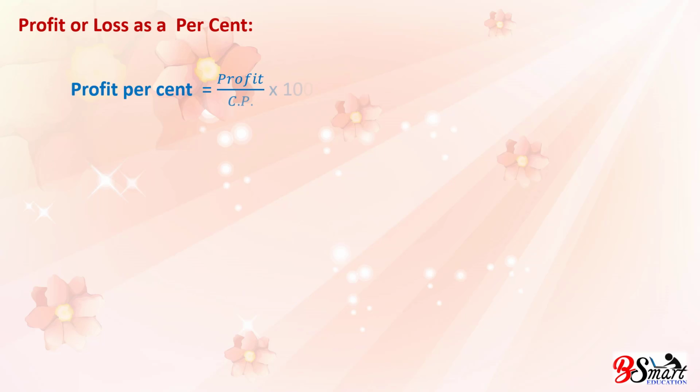Now, formula of profit or loss as a percentage. Profit percent equal to profit by CP, CP means cost price, into 100, and loss percent equal to loss by CP into 100. CP means cost price.